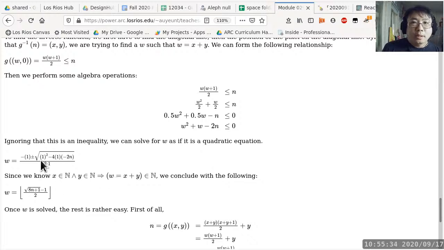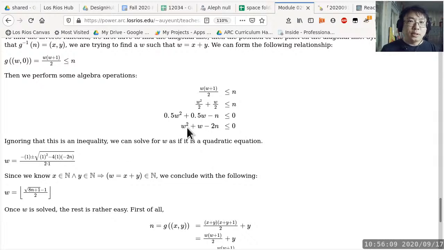So we can solve for w, but this w is not going to be a very nice w, is it? Because this w is going to be an irrational number for the most part, unless everything works out in a nice way. So if w is an irrational number, it kind of doesn't make sense, because we know that w should be a natural number. So now the question is, how do we turn an irrational number into a natural number?